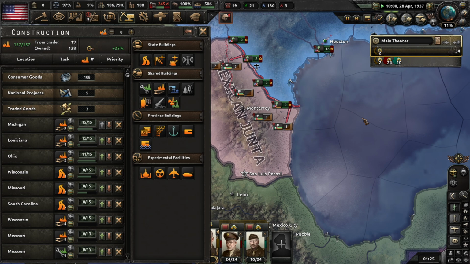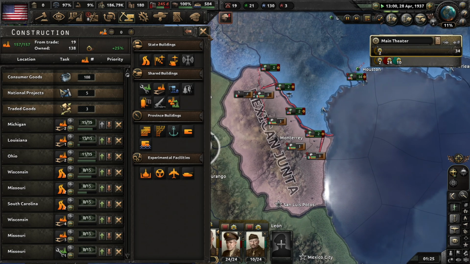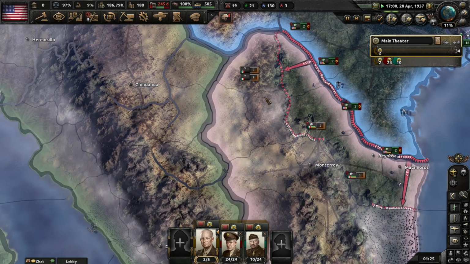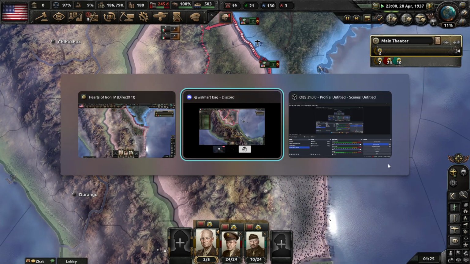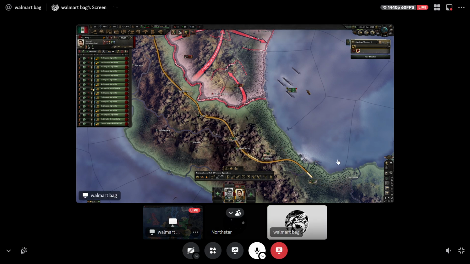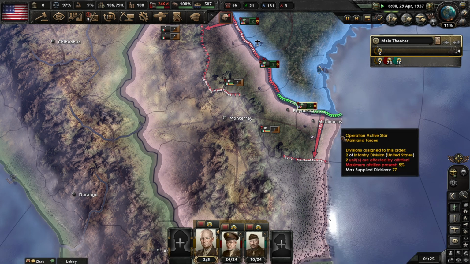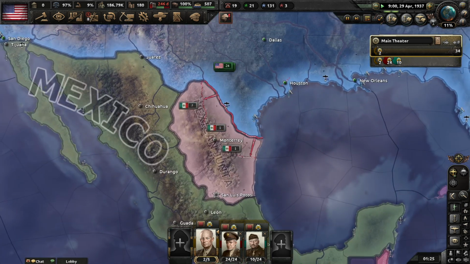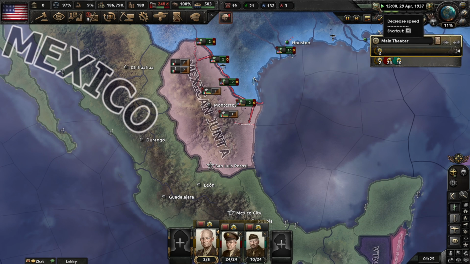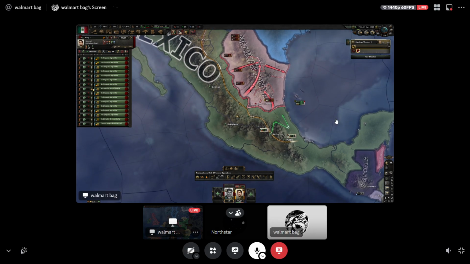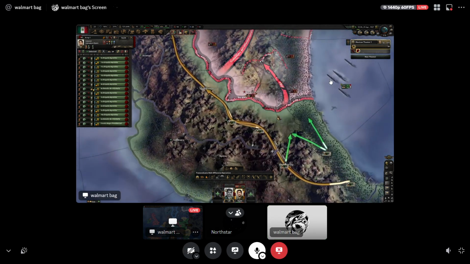Alright, my guys are still in strategic redeployment. Once I get there, it should play out how we planned it. Yep, they're going to those two spots. Seeing green arrows now, so, good.